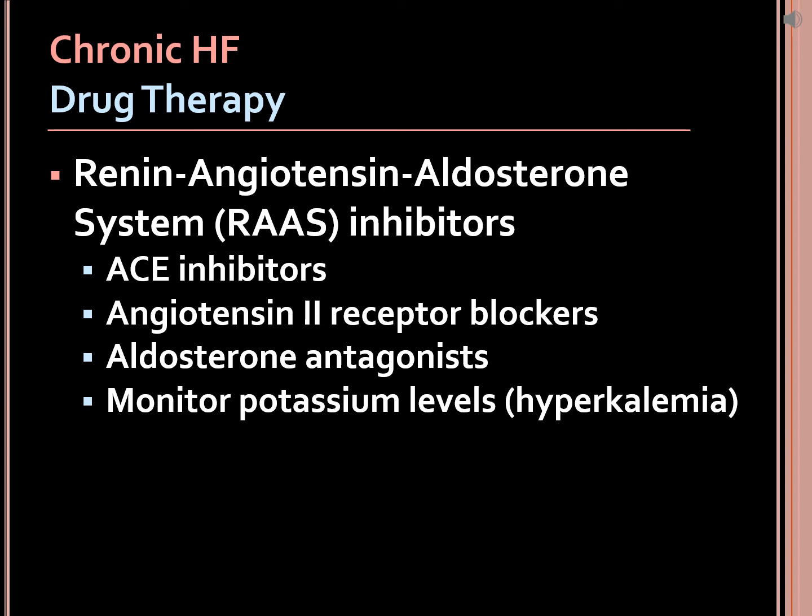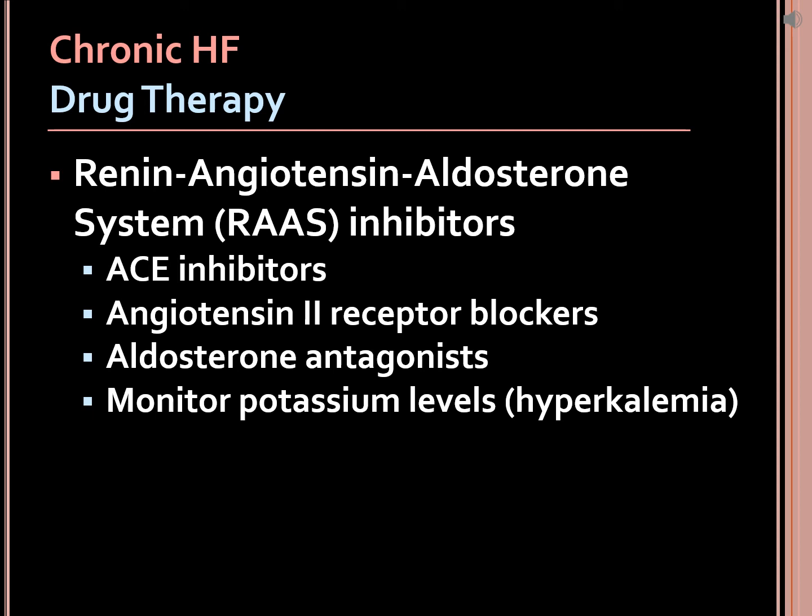Unfortunately, over time, that vasoconstriction, that extra fluid volume, it causes problems, right? As we've been talking about this whole lecture, it causes problems with increased preload, increased afterload, and it decreases the functionality of our ventricle. So we need to stop this system, and there's many drugs that we can use at varying portions of the RAS system.